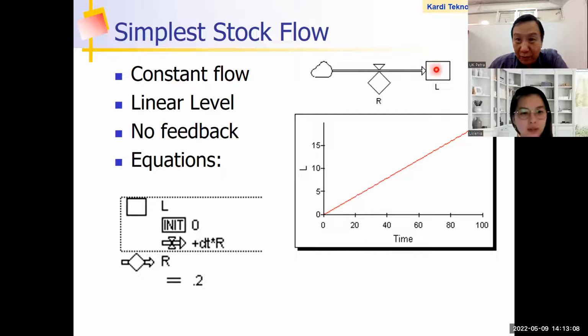You see, I have a constant flow. This is the level, and because the rate is a constant R, then I have an equation like this. And if you simulate, you will get it this way. There is no feedback in it. This is a linear level. Say for example, R here is 0.2, so then it will accumulate over time linearly.